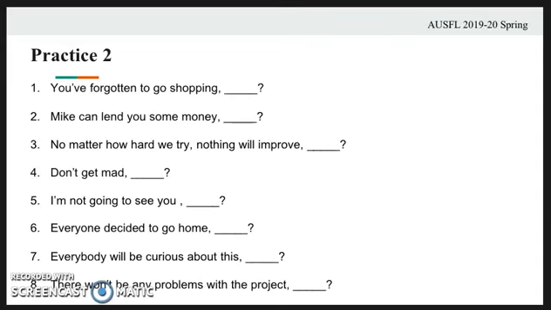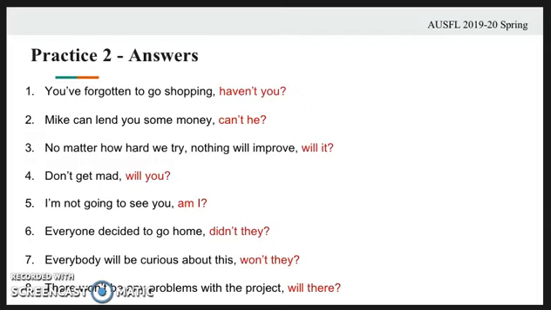Here are some more exercises. Again, it's best if you write the questions and answers on your notebooks. Now pause the video and answer the questions. Check your answers. And again, if there are incorrect answers, go back to the previous slides.